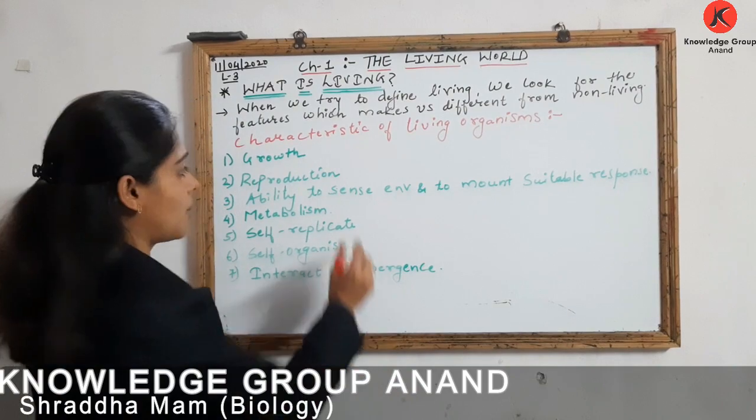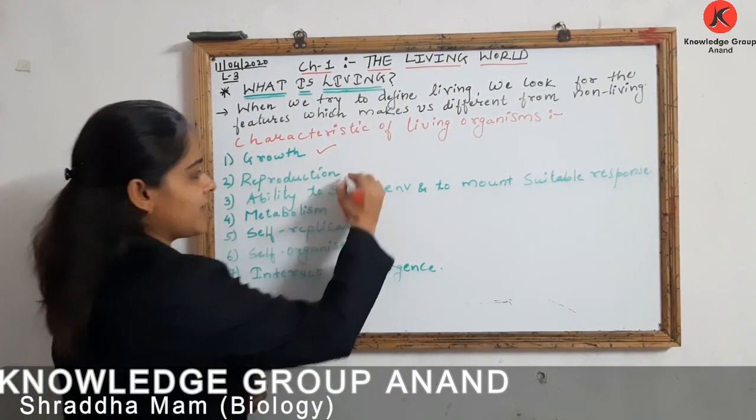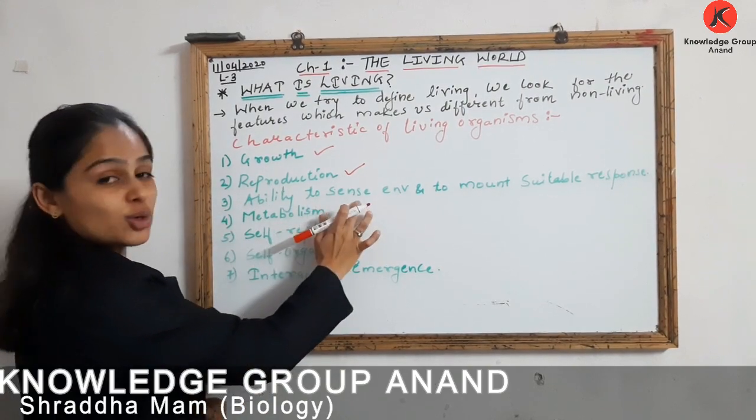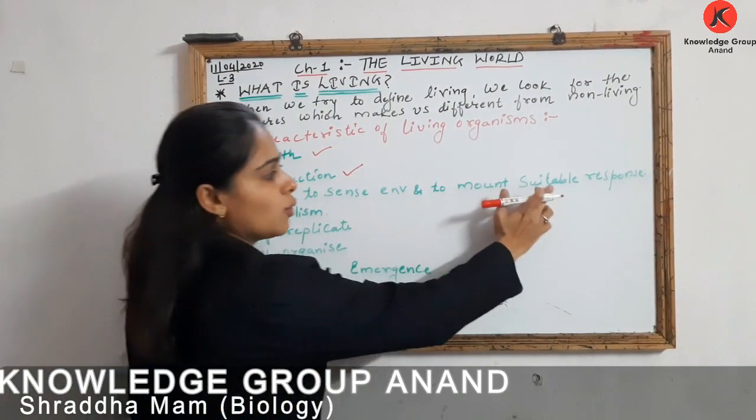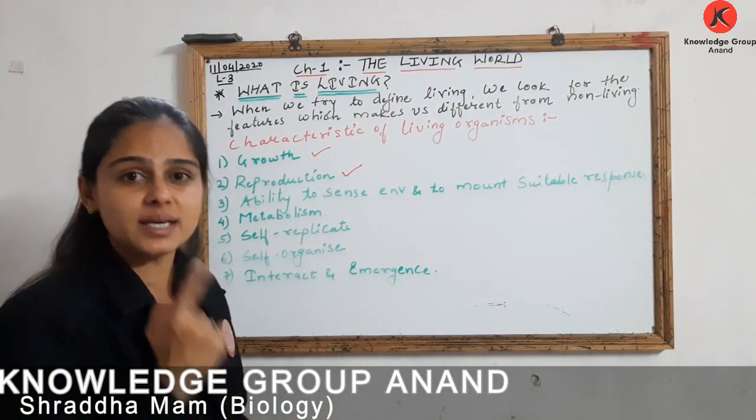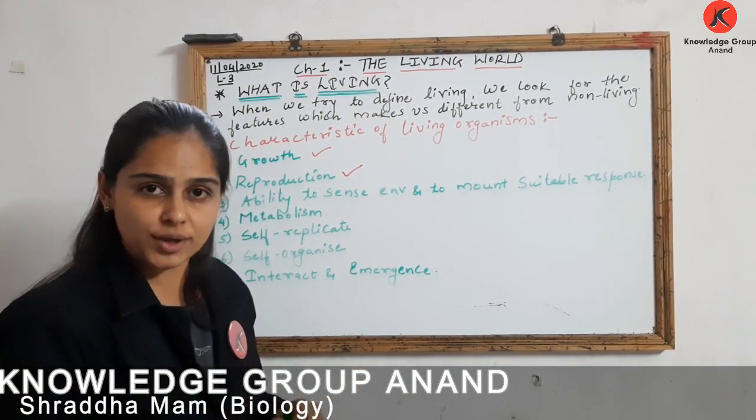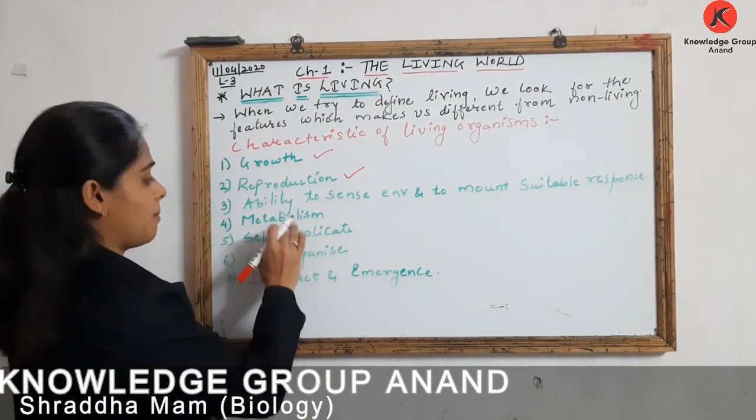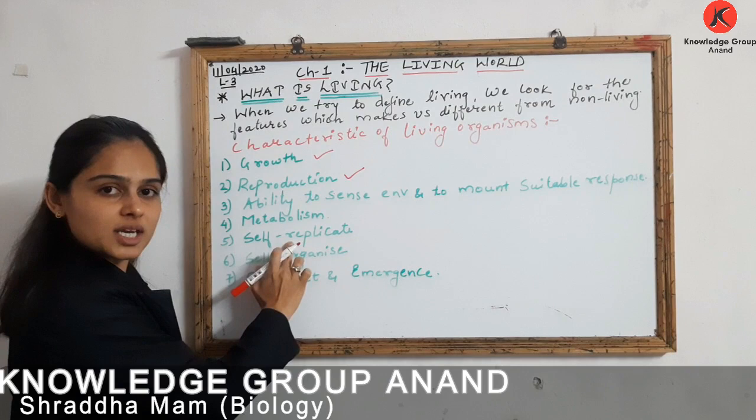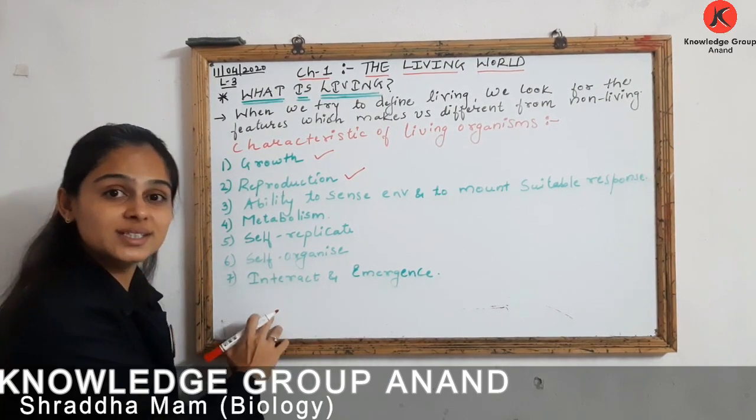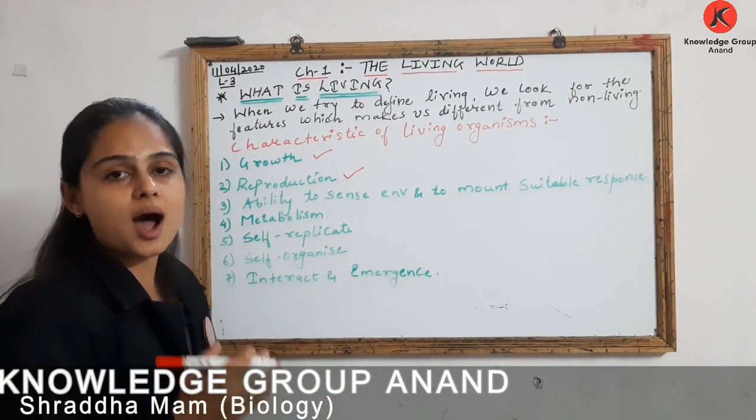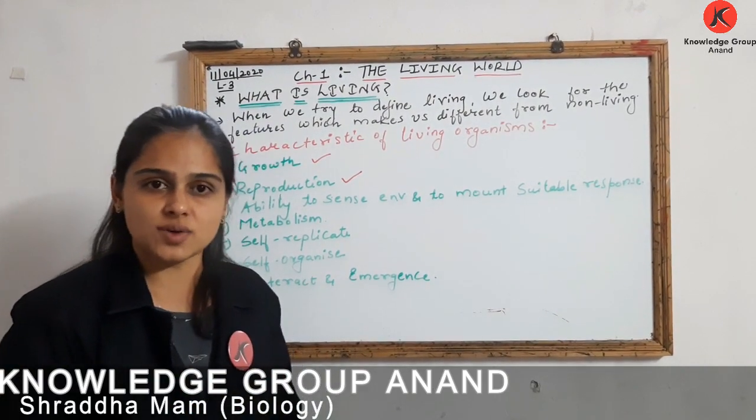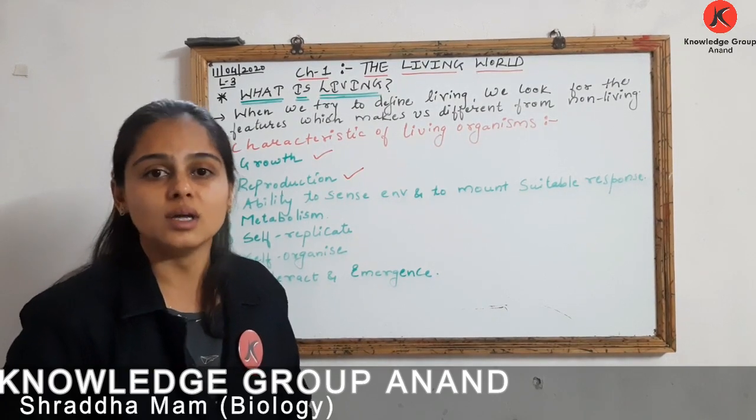Okay, once again, number 1 is your growth, then is your reproduction, then I have written your ability to sense environment and to mount suitable response that immediately comes to our mind. Okay, if I want to add some more features to this, I can say metabolism, self-replication, self-organization, interaction and emergence are certain characteristic features of living organisms, right, which are not present in non-livings.